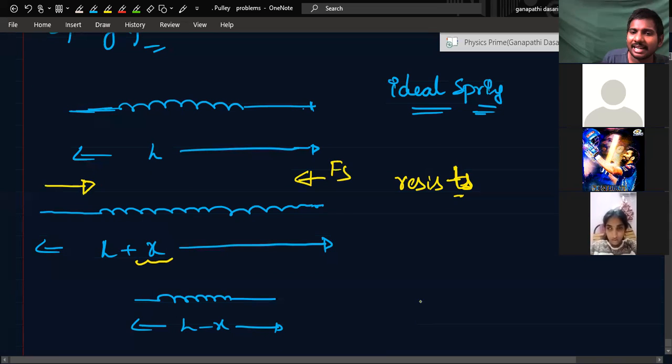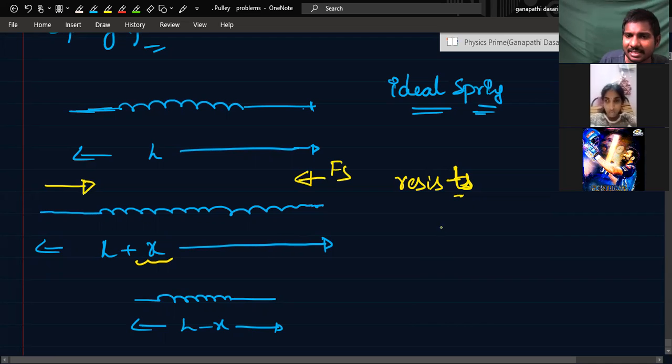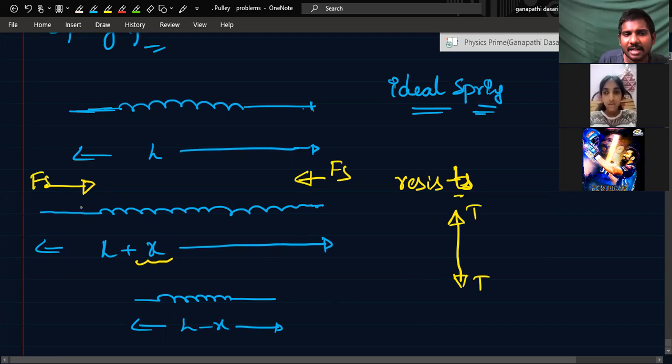In an ideal spring, that entire spring will have tension T, isn't it? Cut it and pull it. Here also tension will be T, here also tension will be T. Here the spring force will be Fs. At this end and that other end also, the force will be Fs, equal force for an ideal spring.